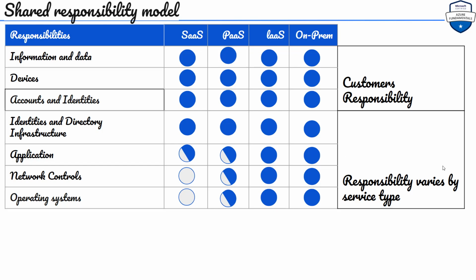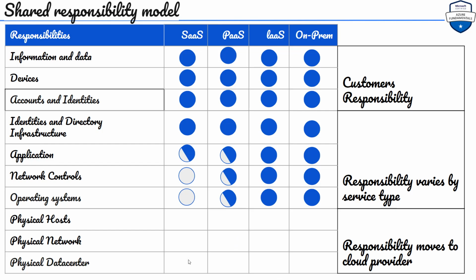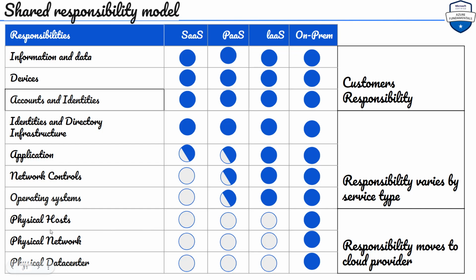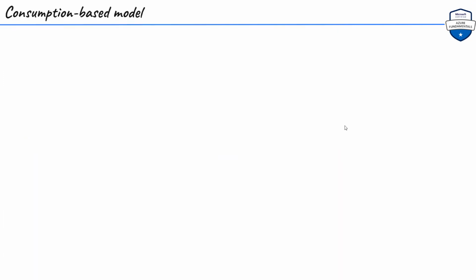And then lastly, we are going to talk about the physical host, the physical network and the data center. For things like this, under SaaS and PaaS, Microsoft is solely responsible for doing all this. It's only on-prem that you have your own full responsibility to take care of. Now, this responsibility is moved to the cloud service providers. When comparing these together, we need to just understand what is responsible between the customer and Microsoft. And most of the questions, when you go for interviews, usually come out under this shared responsibility model. Okay, moving to consumption based model.